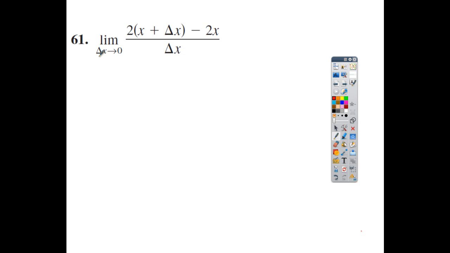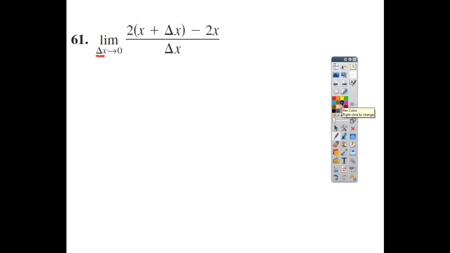All right, we're going to look at 4 problems from our homework. This is number 61. We're taking the limit as delta x approaches 0. And we need to treat this delta x as its own variable, like a y or a t. It represents the change in x. That's where we're going. But for right now, we're just treating it as a variable.